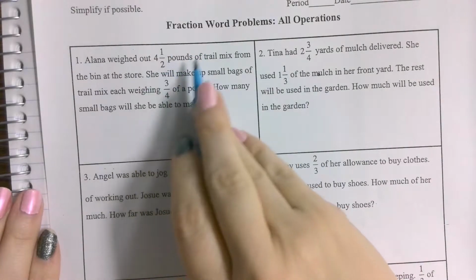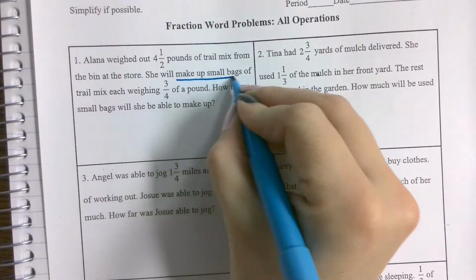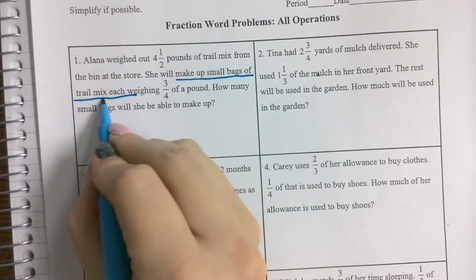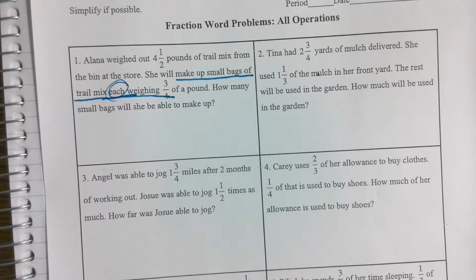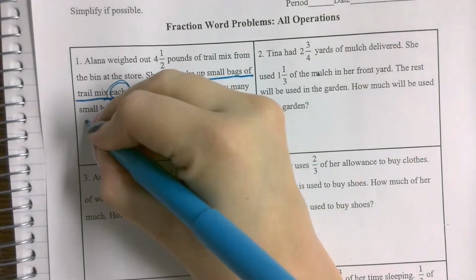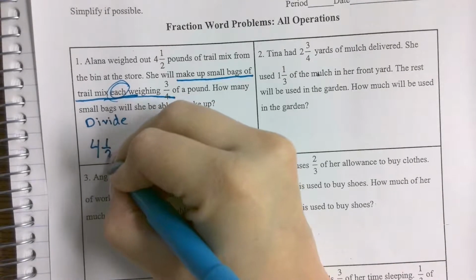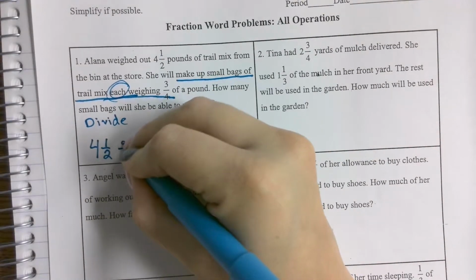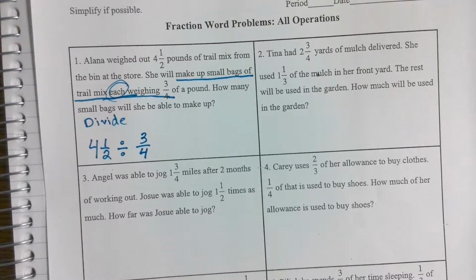So we have a total of 4.5, but the fact that she wants to make up small bags of trail mix that each weigh 3/4 of a pound, that "each" right there means that we're going to divide it into equal parts. So this is a division problem. So we're going to divide 4.5 divided by 3/4.